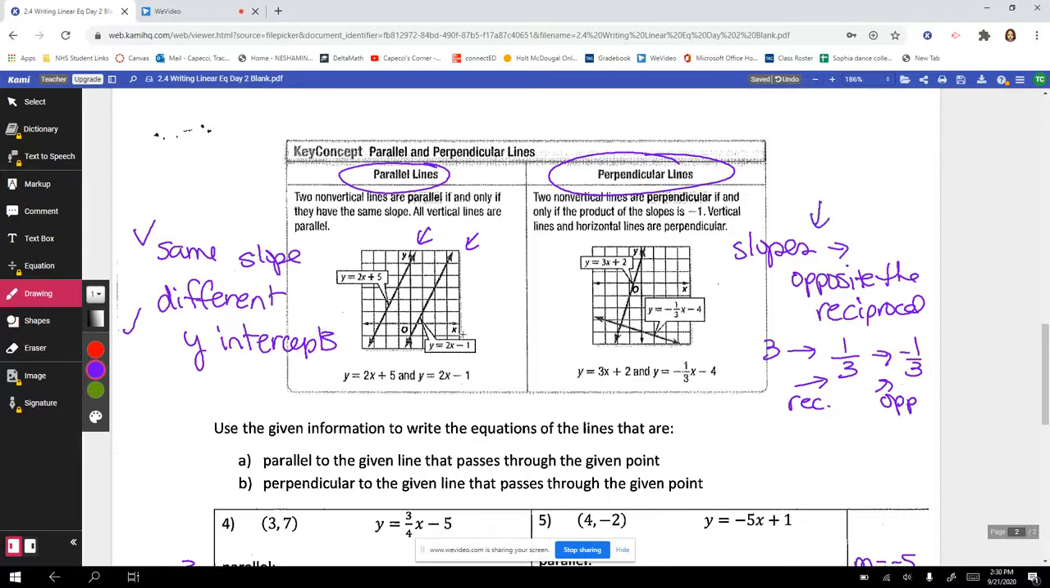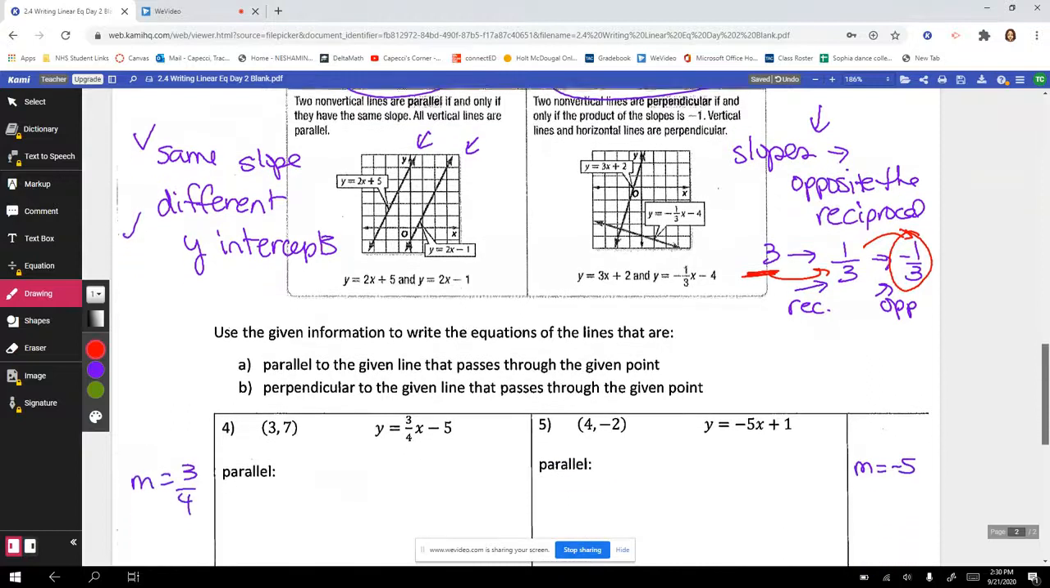The slopes are going to be the opposite reciprocal. I think that's the easiest way to remember it. So if I have something like the slope of one equation is 3, my reciprocal is 1/3. The opposite sign is -1/3. So that would be the opposite reciprocal. That's the slope of the other line to make sure that they're meeting at 90 degrees.